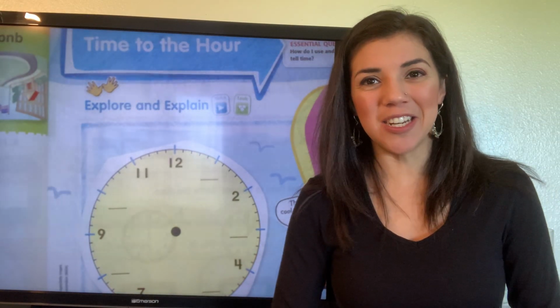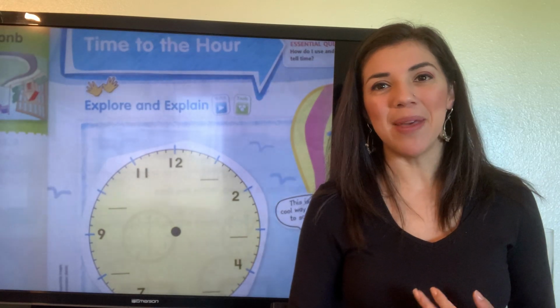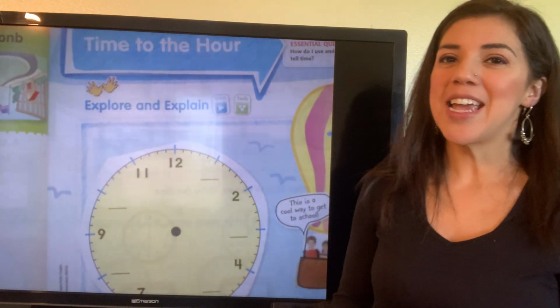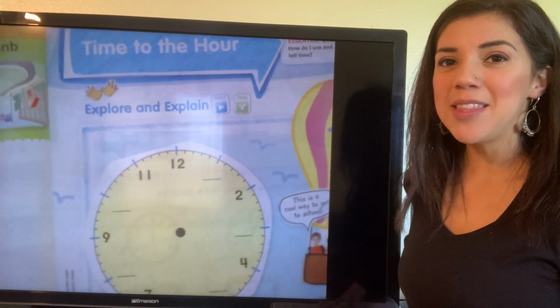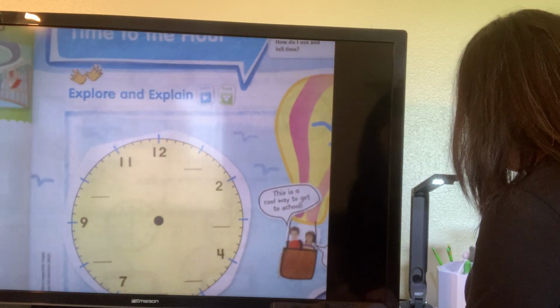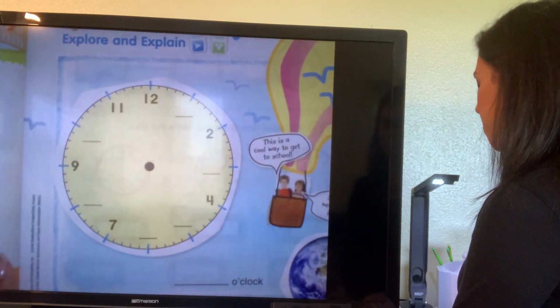So today we're going to start a new chapter, telling time. And so we're going to start off on page 593. This lesson's called Time to the Hour. So go ahead and open up your book to 593.